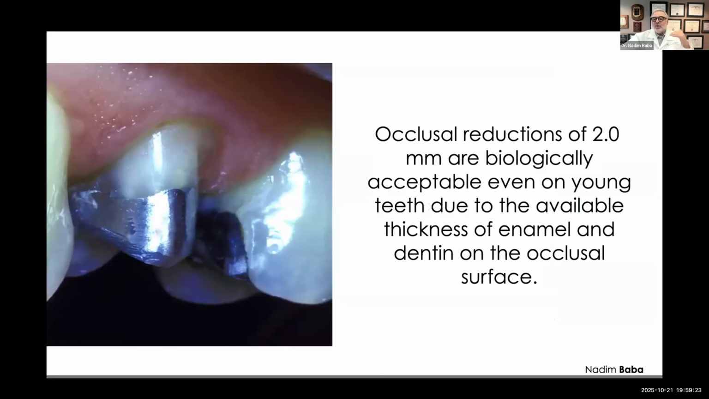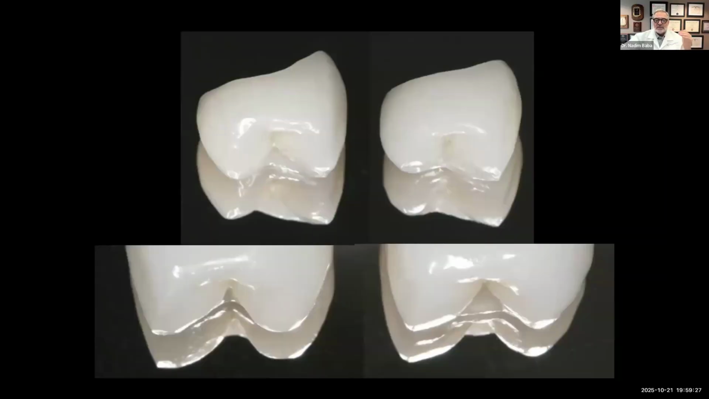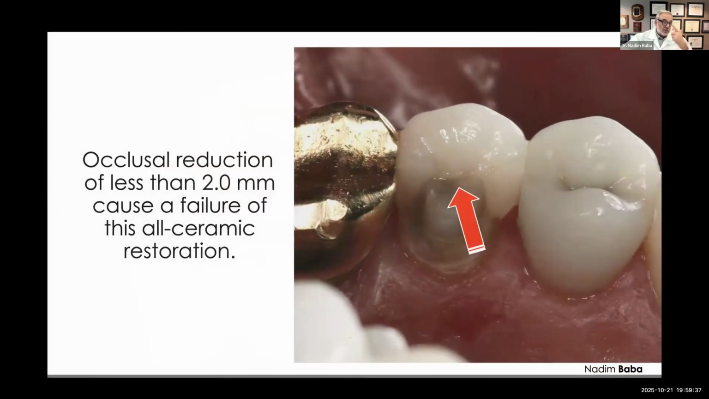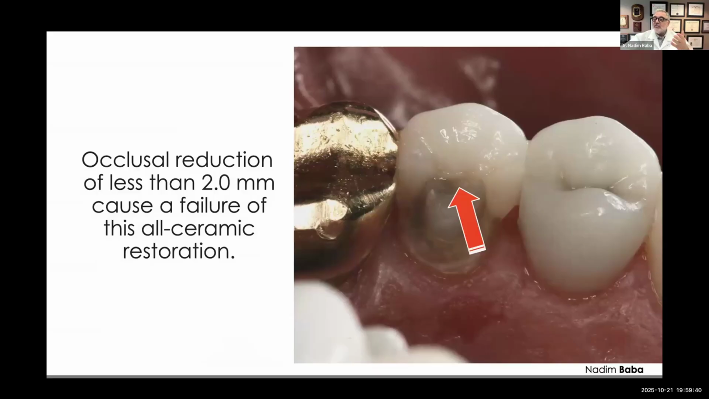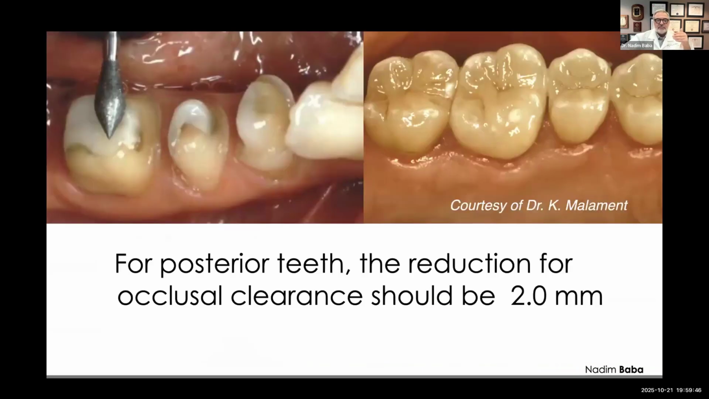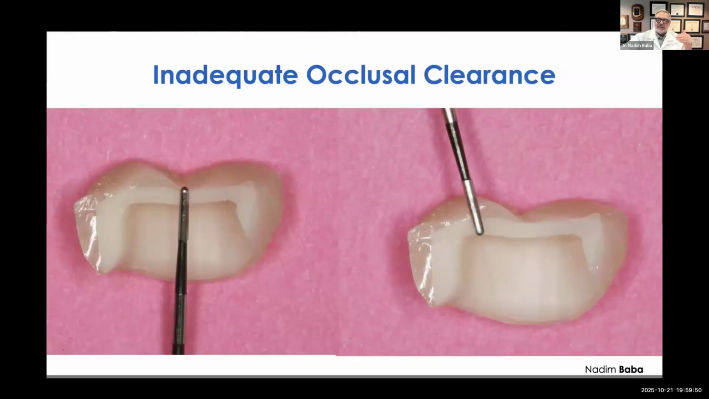Occlusal reduction of 2 millimeters in the molar area is also a must. If you want to have a crown that looks anatomical and looks beautiful and pretty, you need to give the lab technician room. If you under reduce, like for example, in that particular case, ceramics will be very thin and it will break long term. Important to have, again, a 2 millimeter clearance.